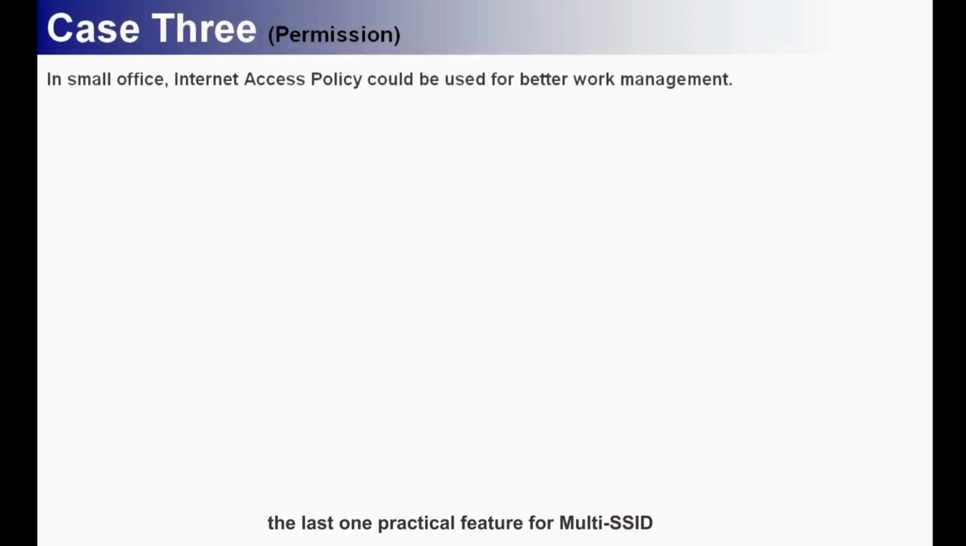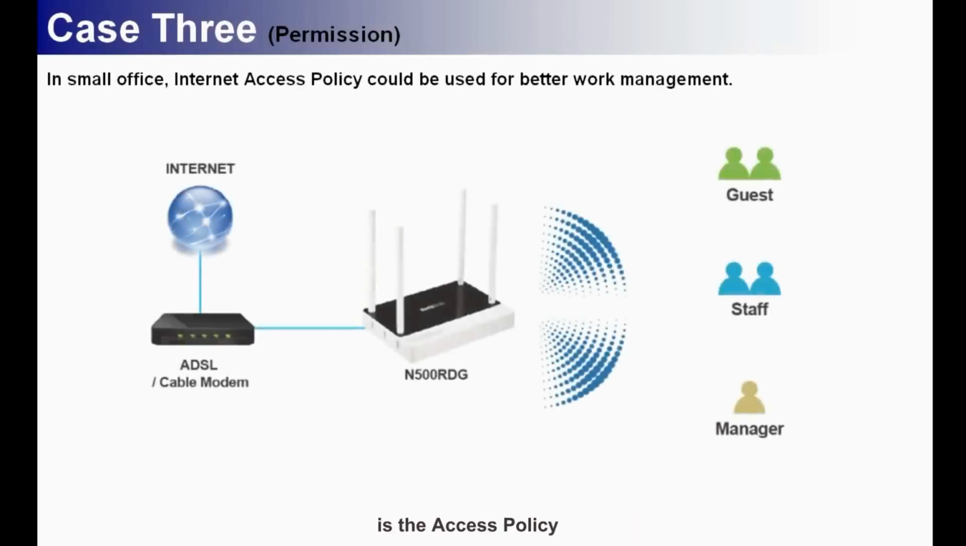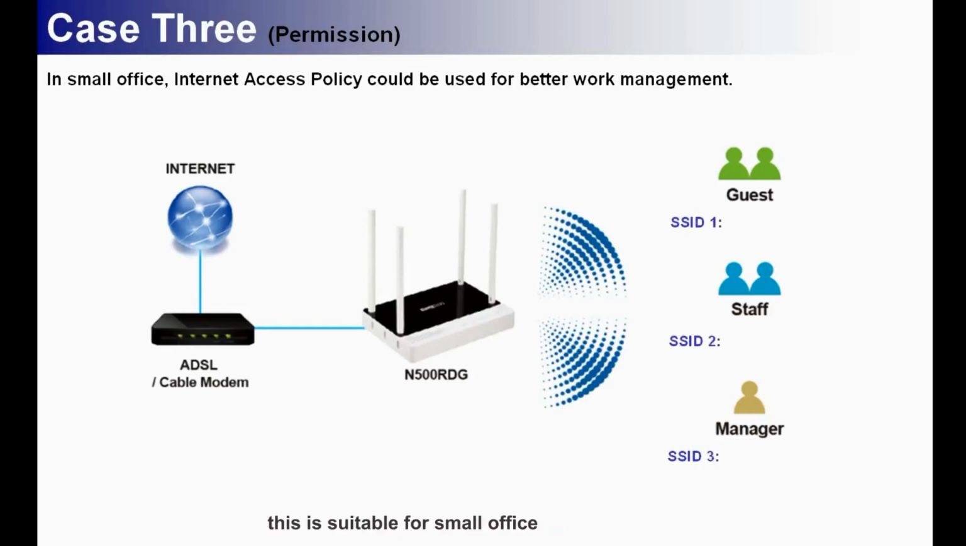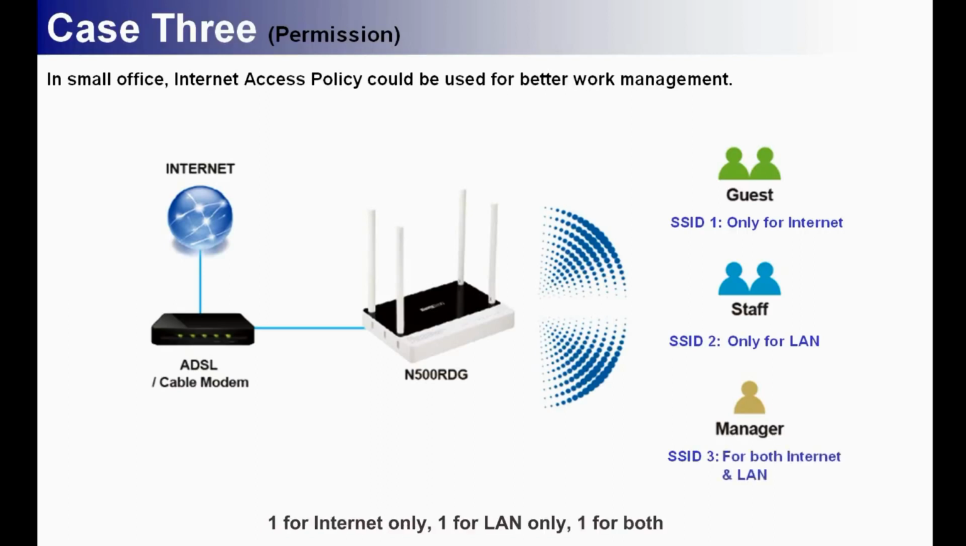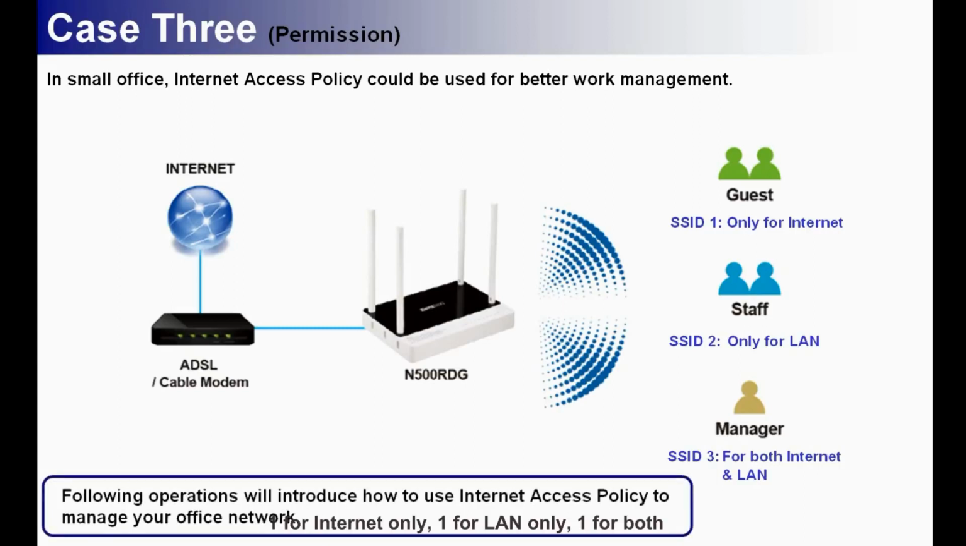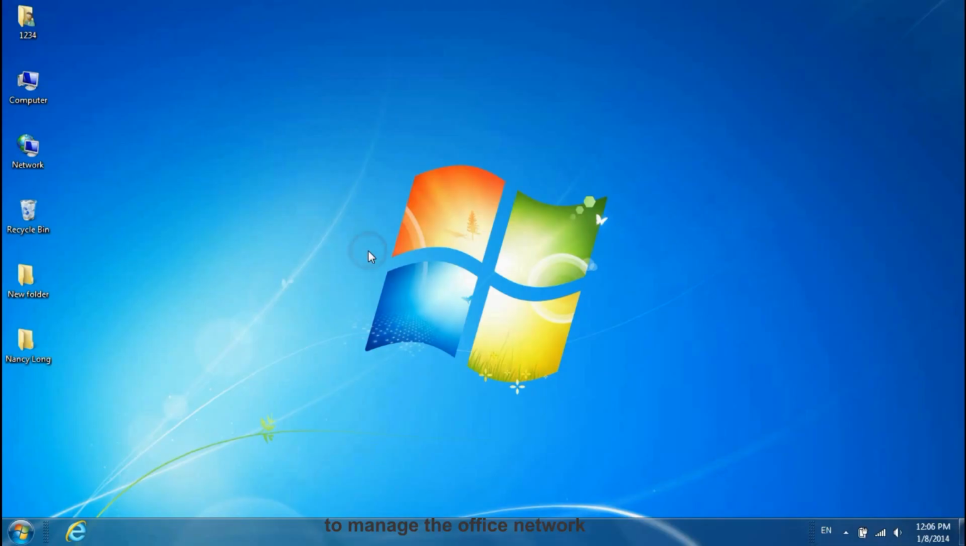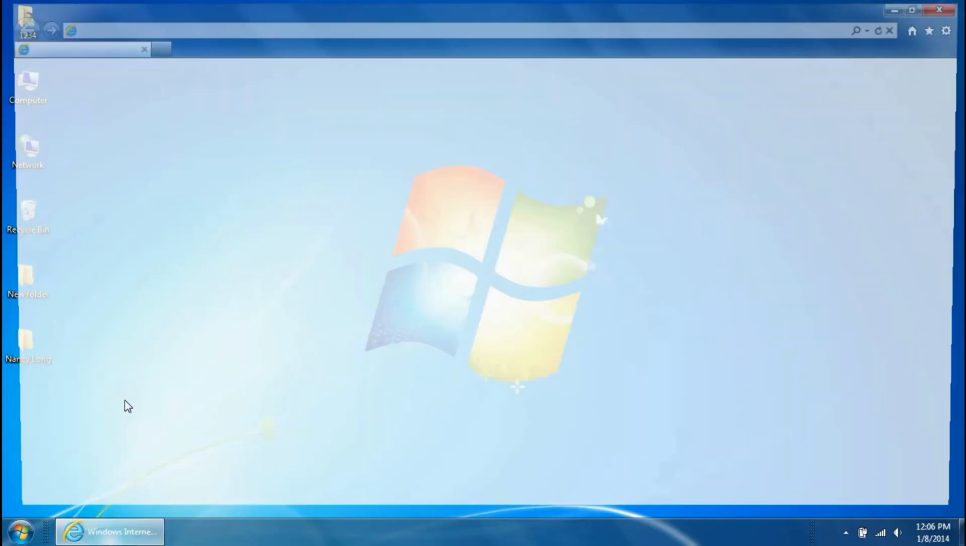The last practical feature for multi-SSID is the access policy. This is suitable for small office. There are manager, staff, and guest, so we can set up 3 SSIDs, one for internet only, one for LAN only, one for both. The following video will introduce how to use this access policy to manage the office network.